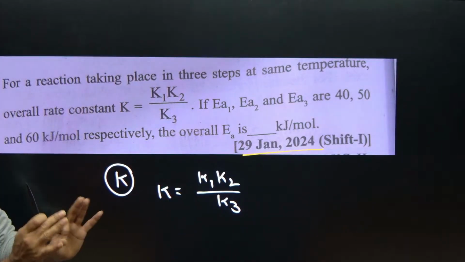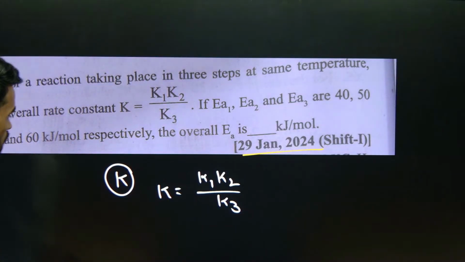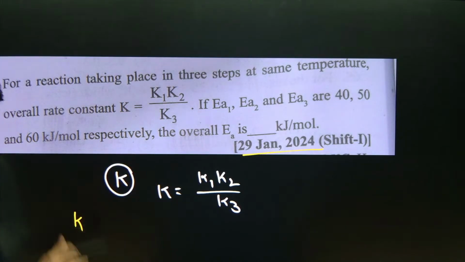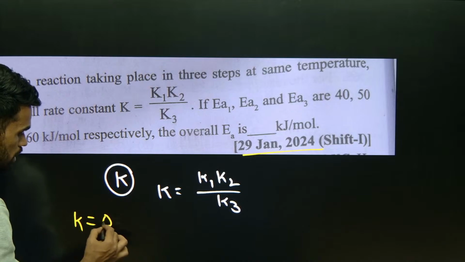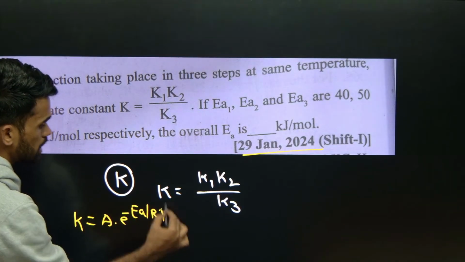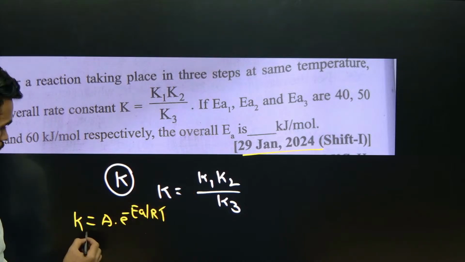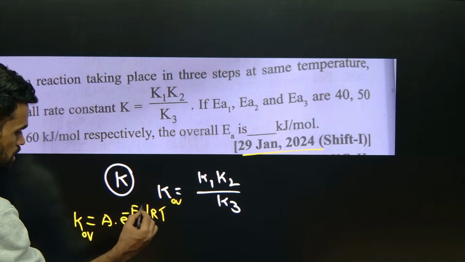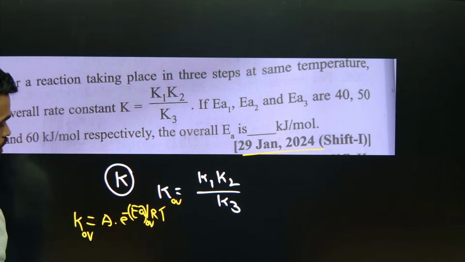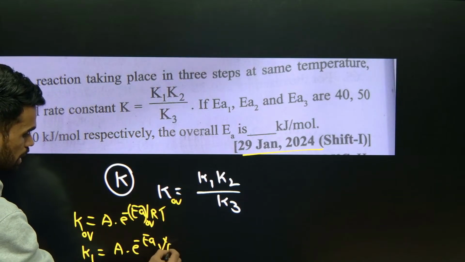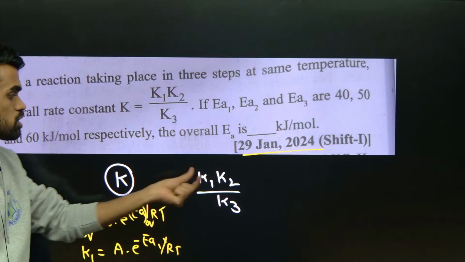Easy, just follow here. I will tell you one simple trick. Before that, understand the concept here. K means A e to the power minus EA by RT. If this is K overall, this activation energy should be overall. For K1 it should be EA1, so take A e to the power minus EA1 by RT, like that. We need to take everything and substitute here.